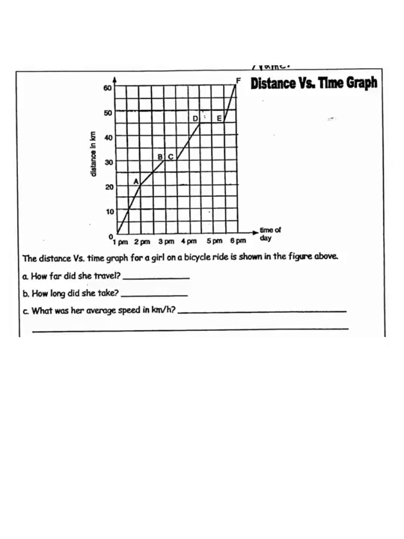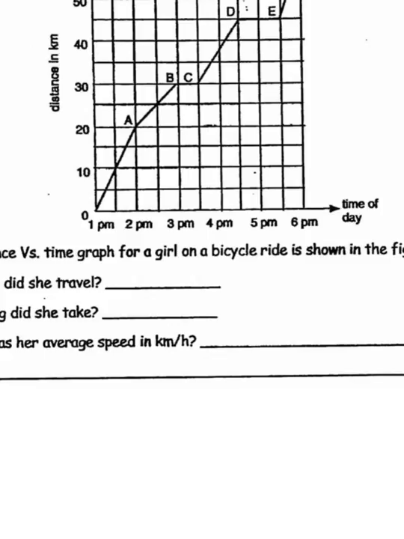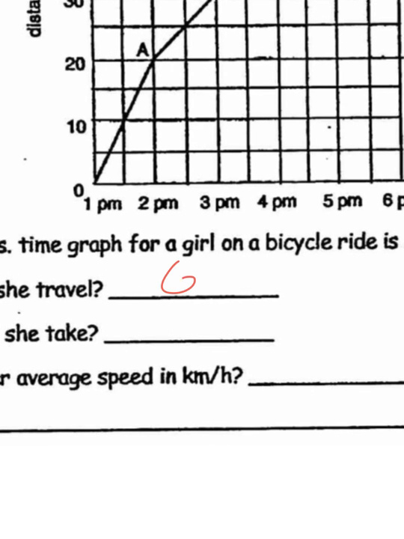First off, I want to start off with going over your homework from last week. So the first problem says, how far did she travel? What she had to do is look at the distance, and since the top of her line is all the way over at F, you have to look over at the y-axis as to how high it went. So she went 60 kilometers. So you should have had 60 kilometers here.